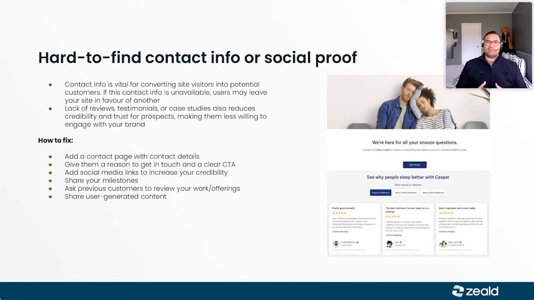So the ways that we can fix these simple mistakes is to ensure that you have a contact page set up on your website. Include a message of why site visitors should get in touch with you and what you can do for them. Add all the necessary contact details, mainly a form that they can fill in, and have a strong call to action.